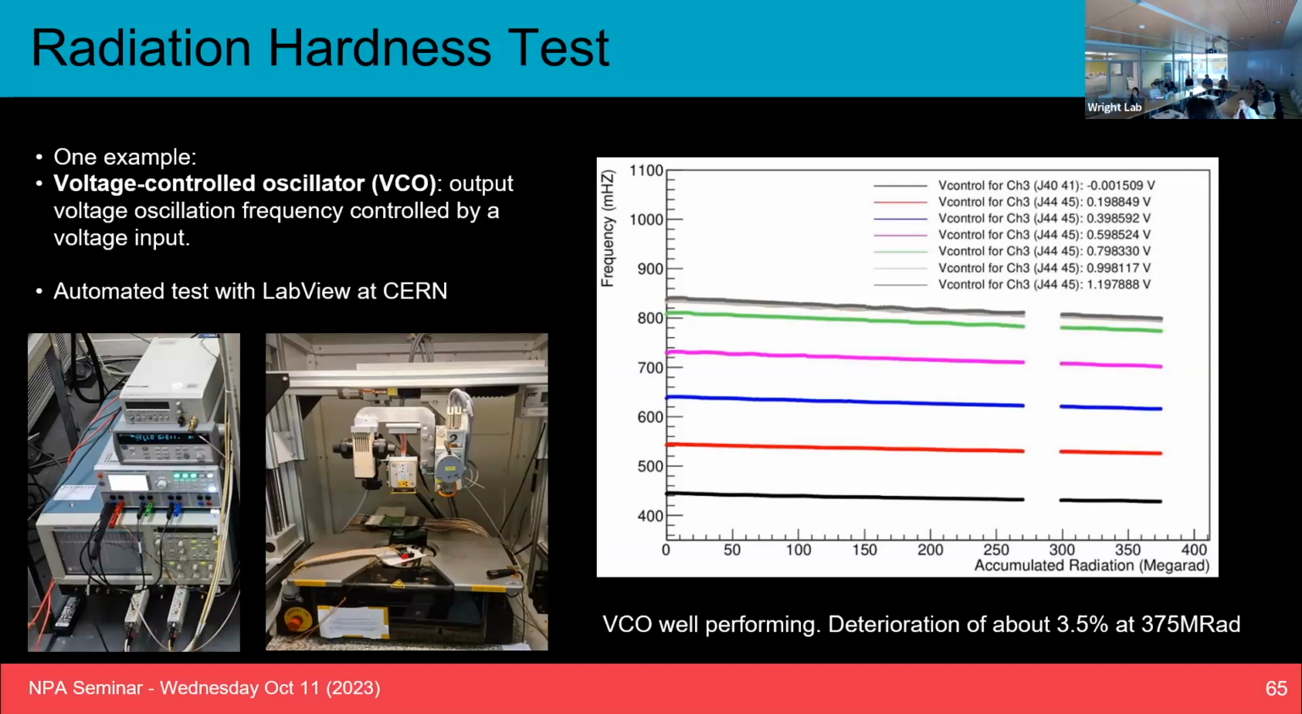And here is just a plot showing that. On the x-axis is accumulated radiation, and on the y-axis is the frequency output with different input voltage. So this VCO will give you different oscillation frequency with different input. And the deterioration is quite small. But there's a gap because the laptop crashed. It was on Sunday, so we didn't notice for a few hours.